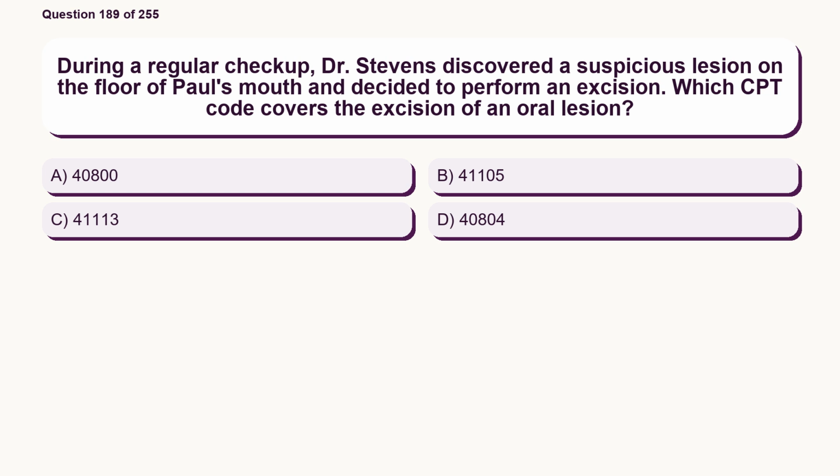41,105. Option C. 41,113. Option D. 40,804. The correct answer is option C. 41,113. C.